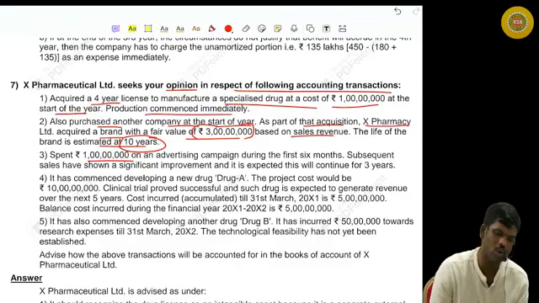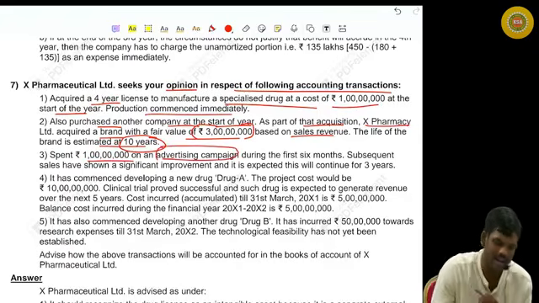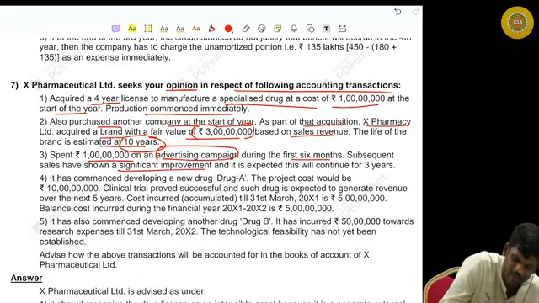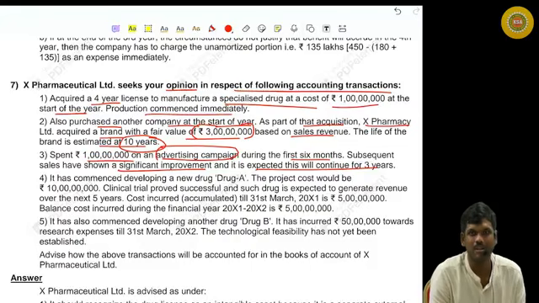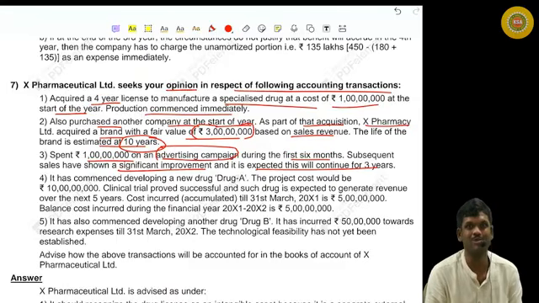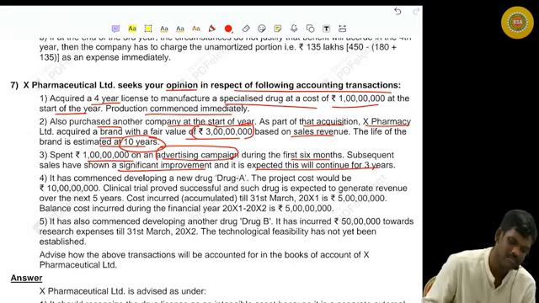Spent 1 crore on advertising. Advertising is charged to P&L during the first 6 months. Subsequent sales have shown a significant improvement and are expected to continue for 3 years. Subsequently, there are more sales. It will give you more benefit for 3 years. So there is future benefit, so we can capitalize? No, advertisement expense should be charged to P&L. Don't even have a second thought for that.